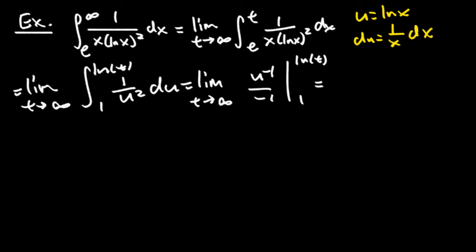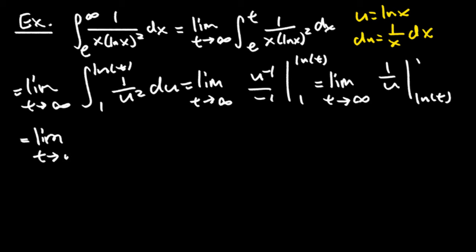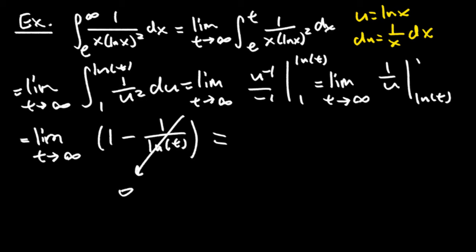and we can actually just switch that to make it a little bit easier and get rid of the negative, because why not? 1 over u from ln of t to 1. Alright, so then we get the limit as t approaches infinity of 1 over 1, which is just 1, minus 1 over ln of t. That's going to approach 0, this part. The reason is that ln is a monotonically increasing function, so it's going to get bigger and bigger. 1 over a bigger number approaches 0, so we just get 1.